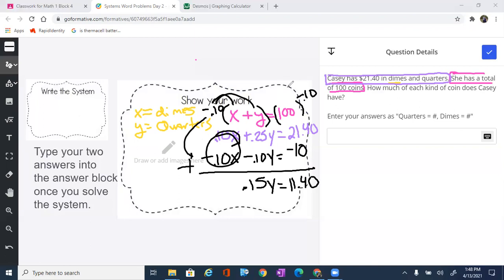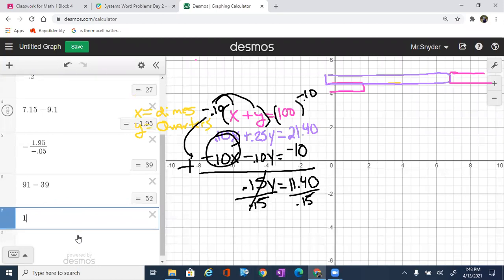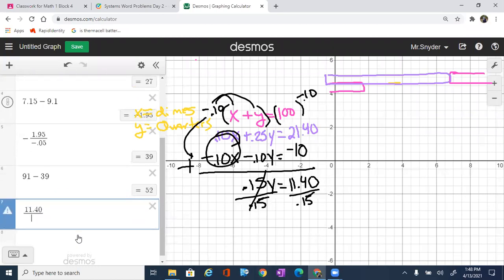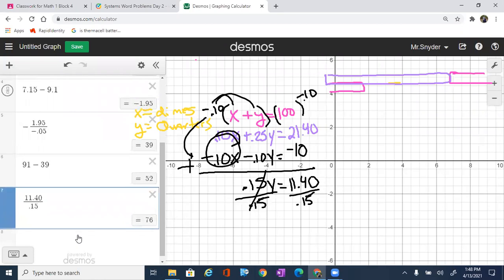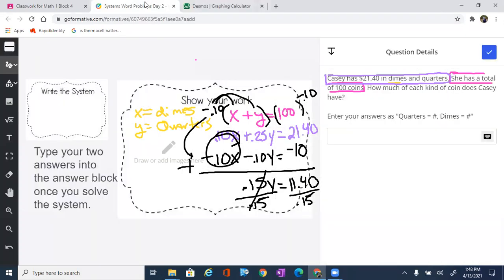Okay. And now, of course, we get into something a little bit more complicated. I've got to divide $11.40 by 15 cents. And if we want to, we can go over to Desmos for that. So $11.40 divided by 0.15, and that comes out to be 76. So that tells us y equals 76. Okay. That tells us y, that is 76 quarters. So we have 76 quarters.